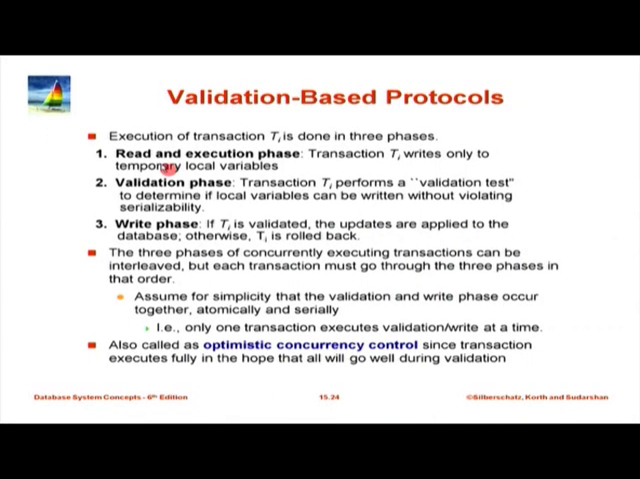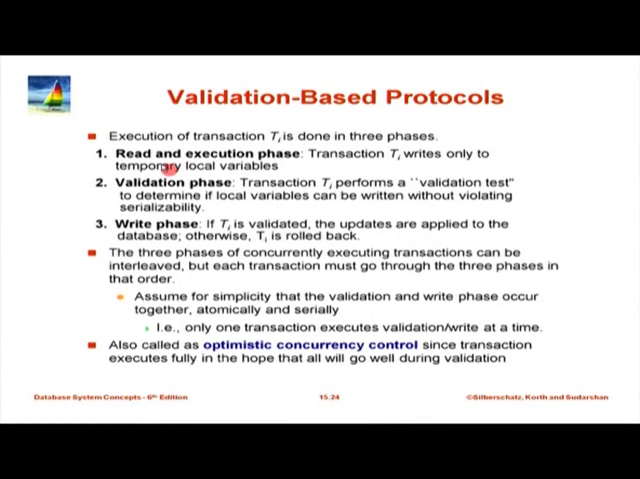Now when it is finished, it's going to do a validation phase to determine if the transaction can be allowed to commit. If validation succeeds, then the updates are applied to the database. Otherwise, the transaction is rolled back. So this is the basic idea. And the key idea is, how do you do the validation? And the trick is as follows. Basically, let's assume that validation is done serially. That is, only one transaction does validation at a time, and it also does the write phase along with validation.